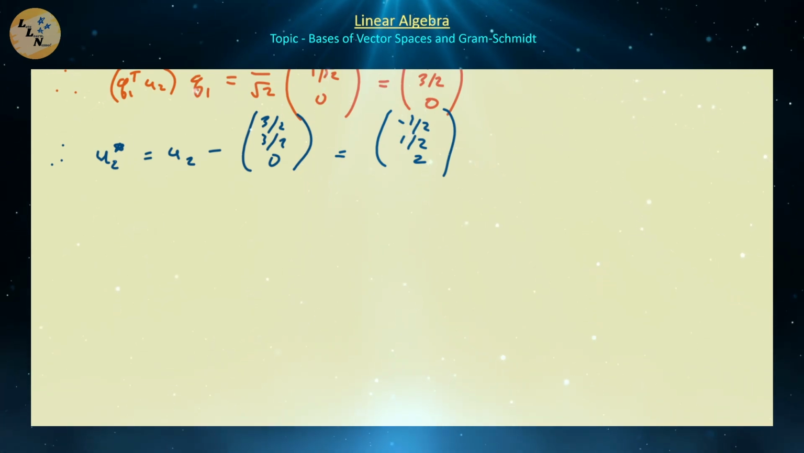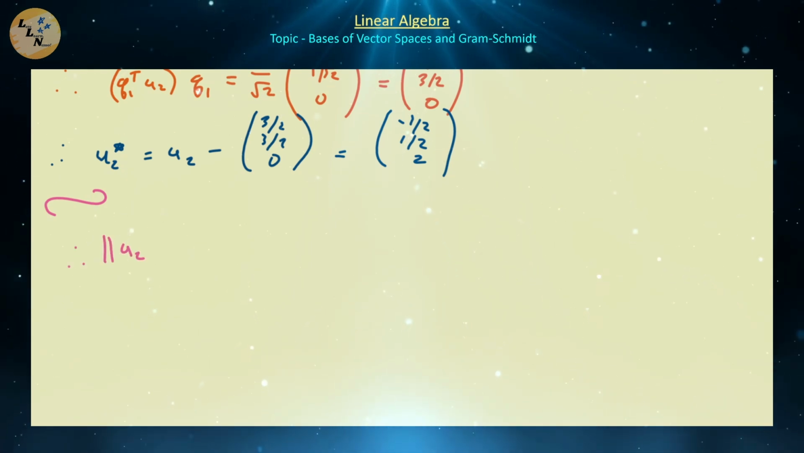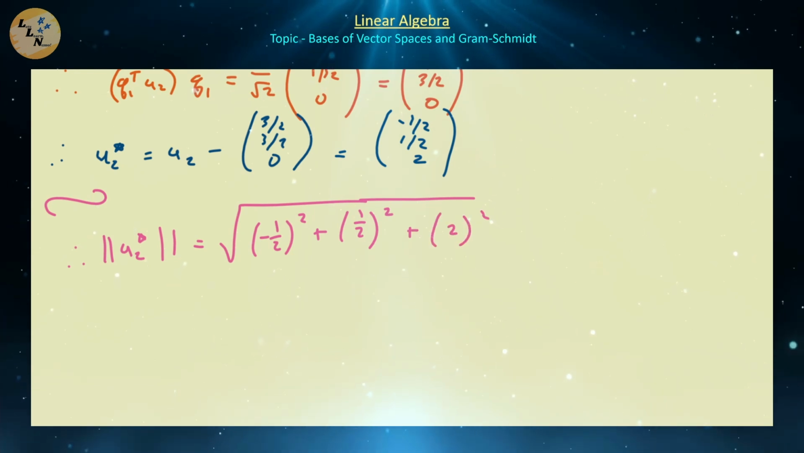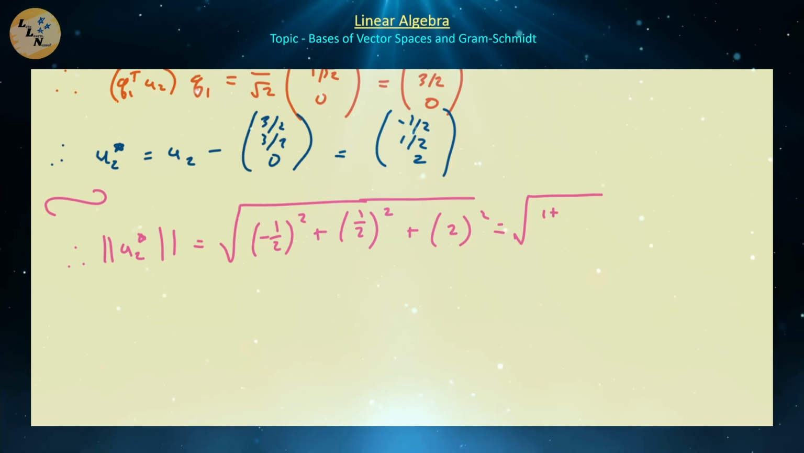Now the last thing we have to do is normalize U2 star. The norm of U2 star is equal to the square root of minus 1 half squared, 1 half squared, and 2 squared. And we should be able to see that that's equal to the square root of 1 plus 16 divided by 4, which is the same as 3 square root of 2 over 2.